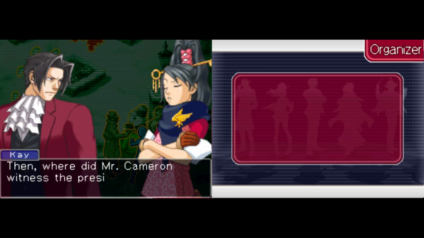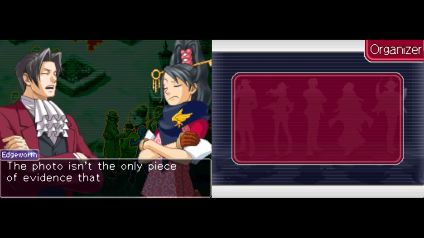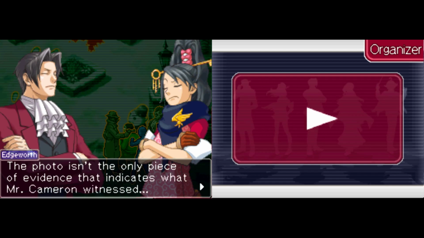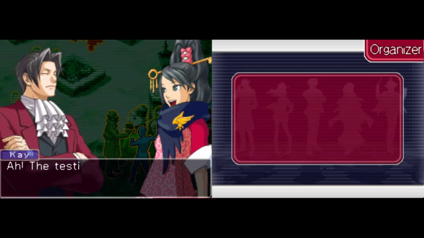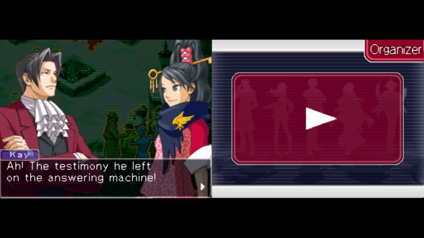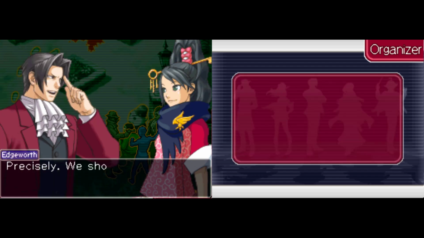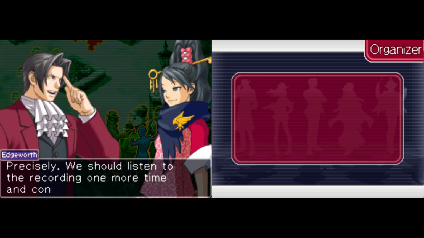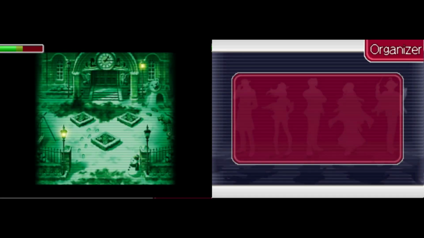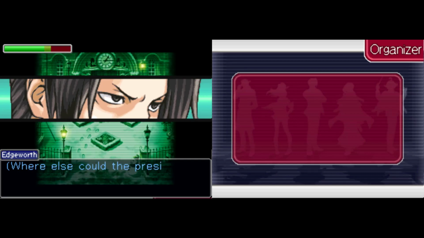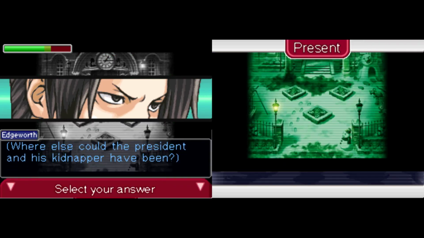Then, where did Mr. Cameron witness the president and his kidnapper? The photo isn't the only piece of evidence that indicates what Mr. Cameron witnessed. The testimony he left on the answering machine. Precisely. We should listen to the recording one more time and confirm what was said. Where else could the president and his kidnapper have been?